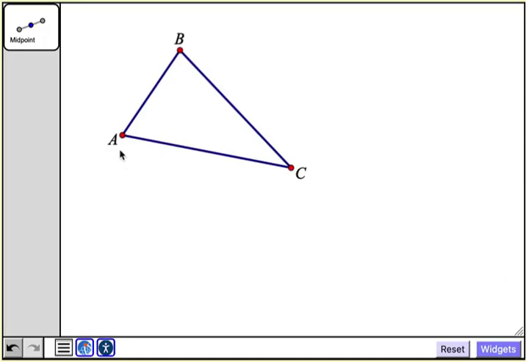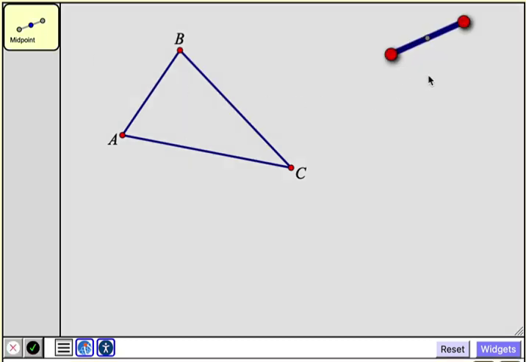Here is a triangle ABC. I'd like to construct the midpoints of its three sides, so I'll tap the Midpoint tool. A preview appears of a segment and its midpoint.